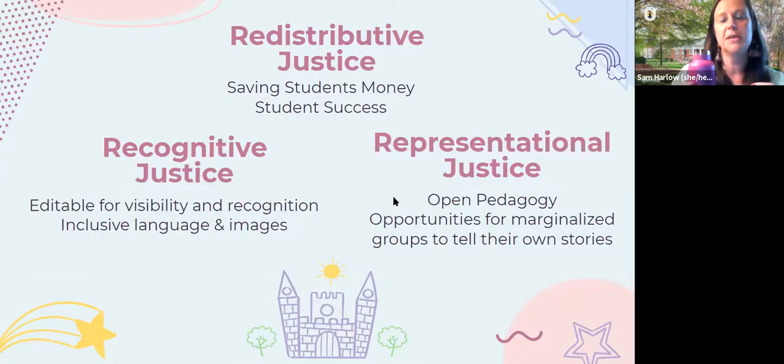In this article, she brings up the social justice ideas of redistributive justice, recognitive justice, and representational justice. Most of our OER programs have redistributive justice, saving students money, connecting to student success initiatives across campus, and advocacy in this way. Recognitive justice pushes it further, with examples given here such as editable for visibility and recognition, and creating inclusive language and images. So here is where accessibility can fit, creating accessible objects, but also pushing it further to make our online learning objects inclusive.